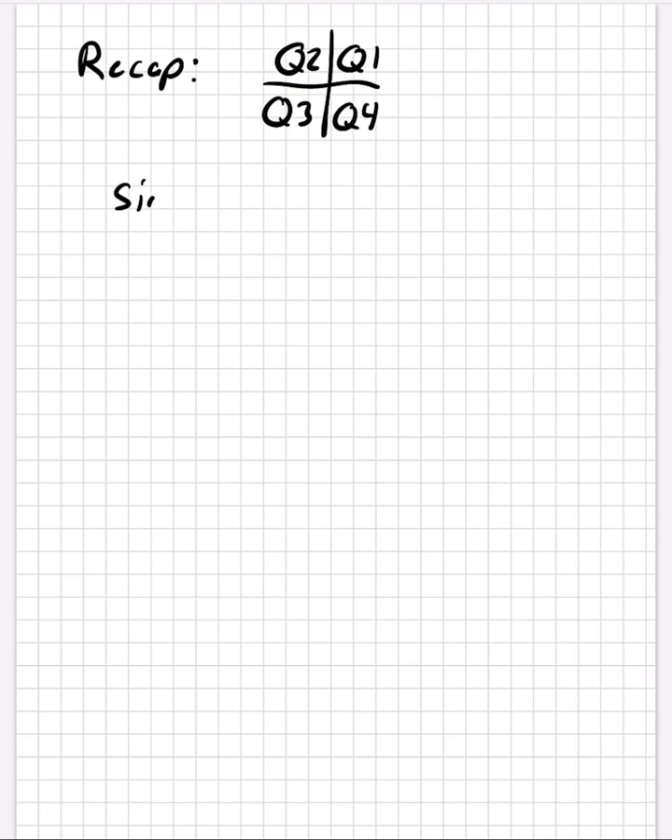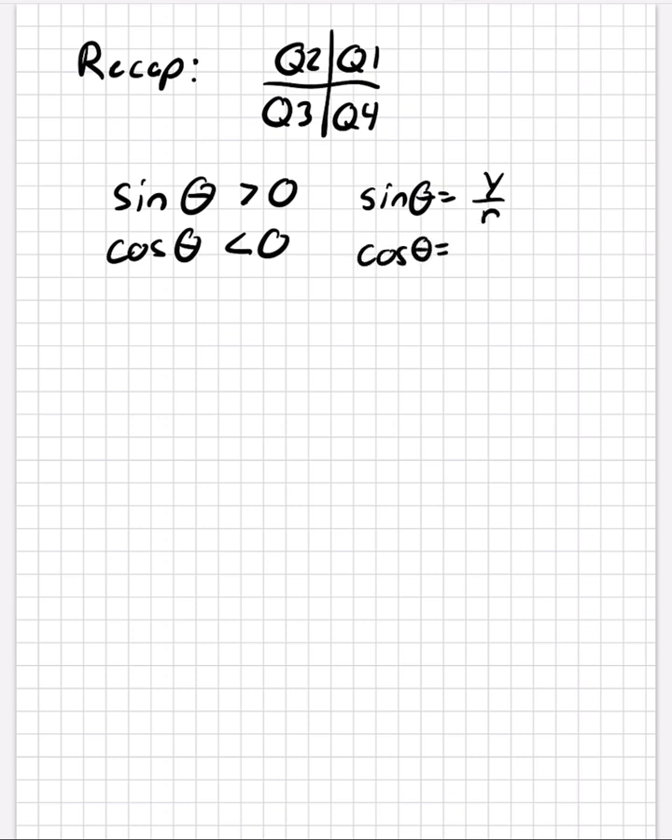If we wanted to say that the sine of the angle is positive, but the cosine of the angle is negative, then what quadrant would that lie in? Okay, so that's our goal to answer that question. From the list that I put on the first slide, we have the sine of theta is y over r. Cosine of theta is x over r.